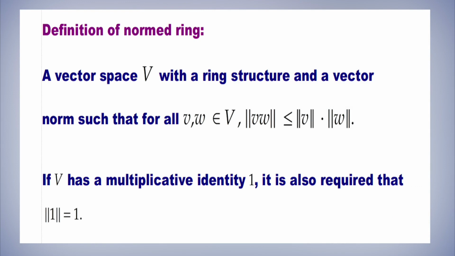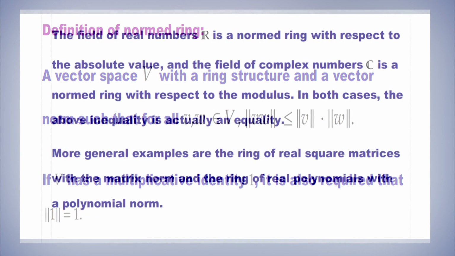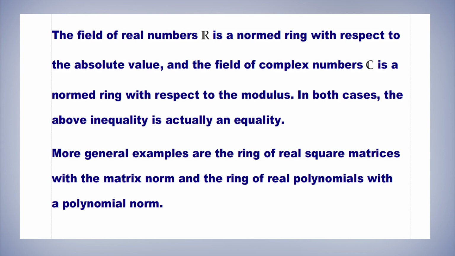The next definition is for normed ring. A vector space with a ring structure and a vector norm such that for all v, w in V, the norm of vw is less than or equal to the norm of v times the norm of w. If V has a multiplicative identity 1, it is also required that the norm of 1 is equal to 1. The field of real numbers R is a normed ring with respect to the absolute value, and the field of complex numbers C is a normed ring with respect to the modulus. In both cases, the above inequality is actually an equality.